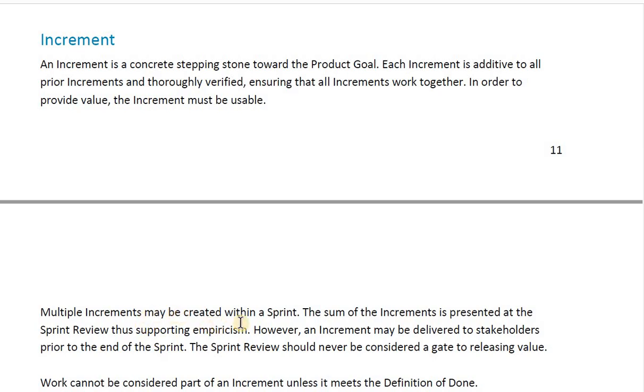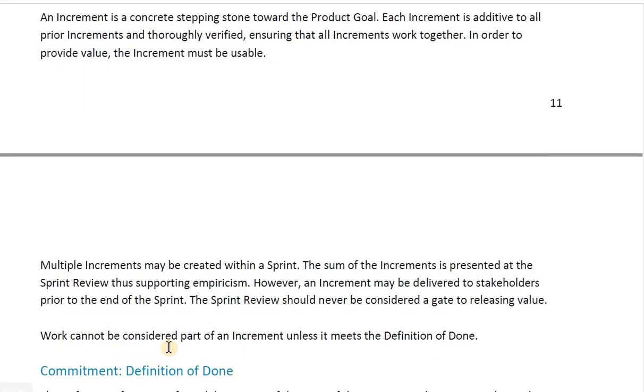Multiple increments may be created within a sprint. So, not only one increment will be created from a sprint, multiple increments may be created within a sprint. The sum of the increments is presented at the sprint review, thus supporting empiricism. However, an increment may be delivered to a stakeholder prior to the end of the sprint. The sprint review should never be considered a gate to releasing value.